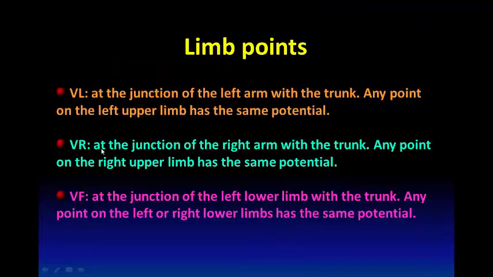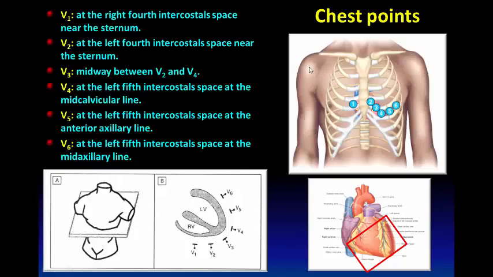VR is at the junction of the right arm with the trunk, and any point on the right upper limb would have the same potential. So this is VR.